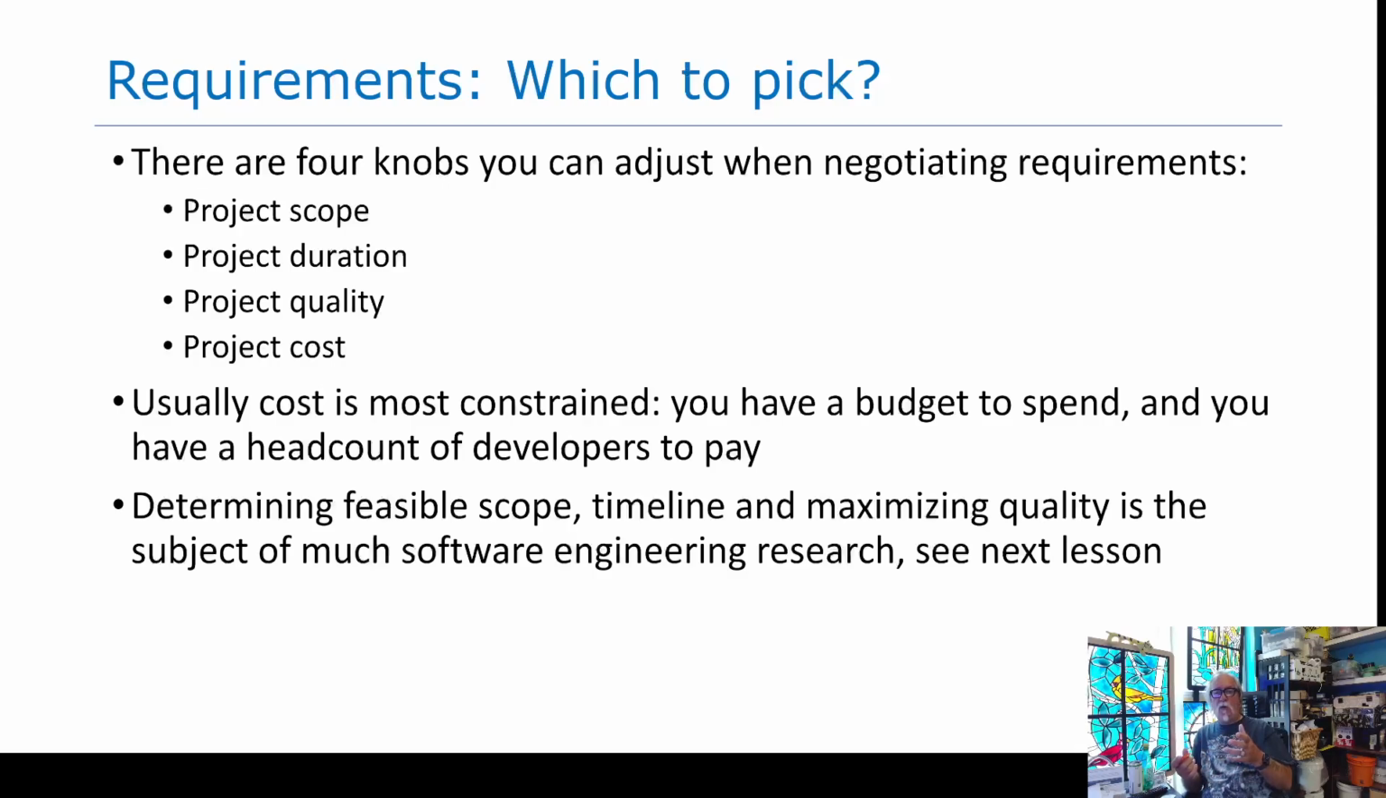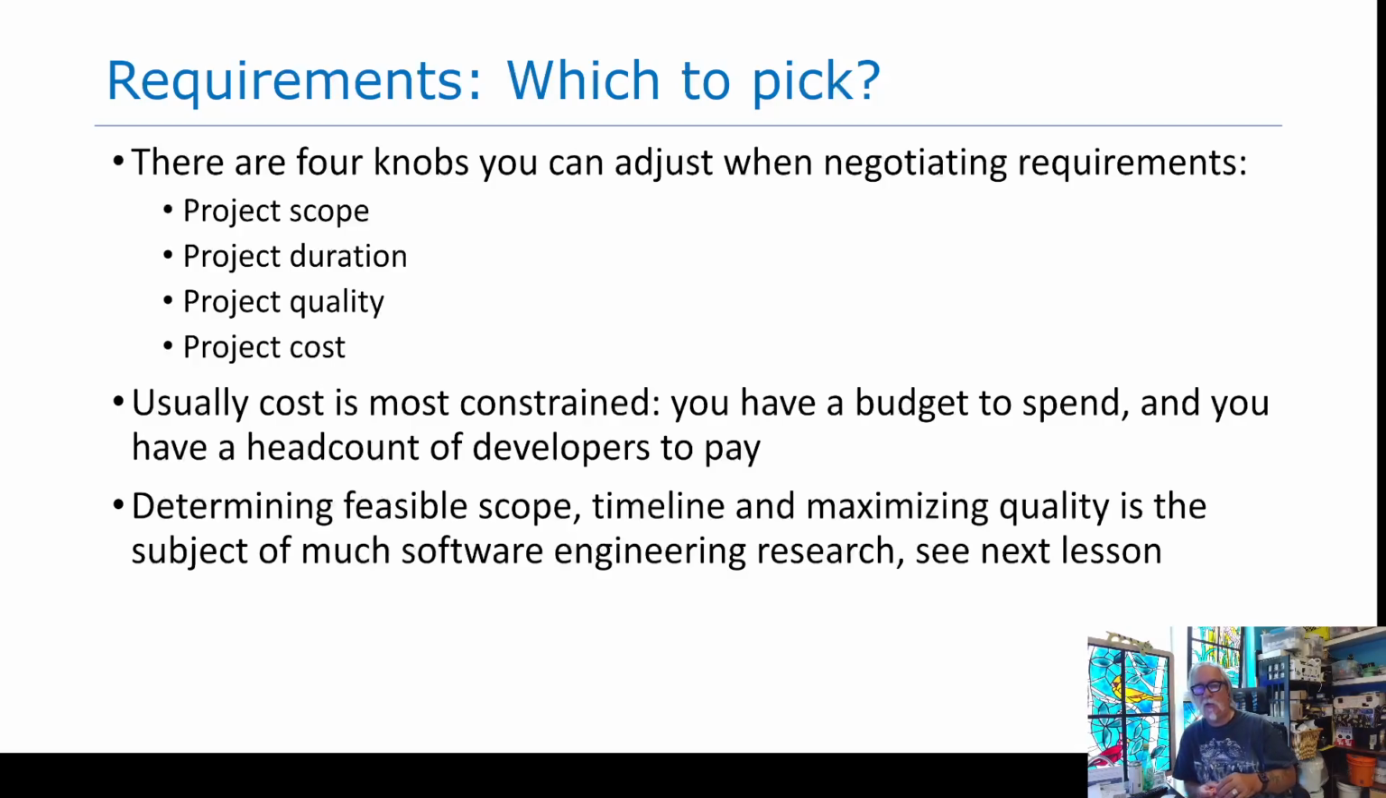Now, you have a project and you have a set of user stories. That's your scope. You have the amount of time that your team is going to be working on it. That's your duration. You're going to have the quality at which you deliver the code. That's your quality. And you've got the salaries of the people that you have to pay for the duration to build the scope. And that's your cost.